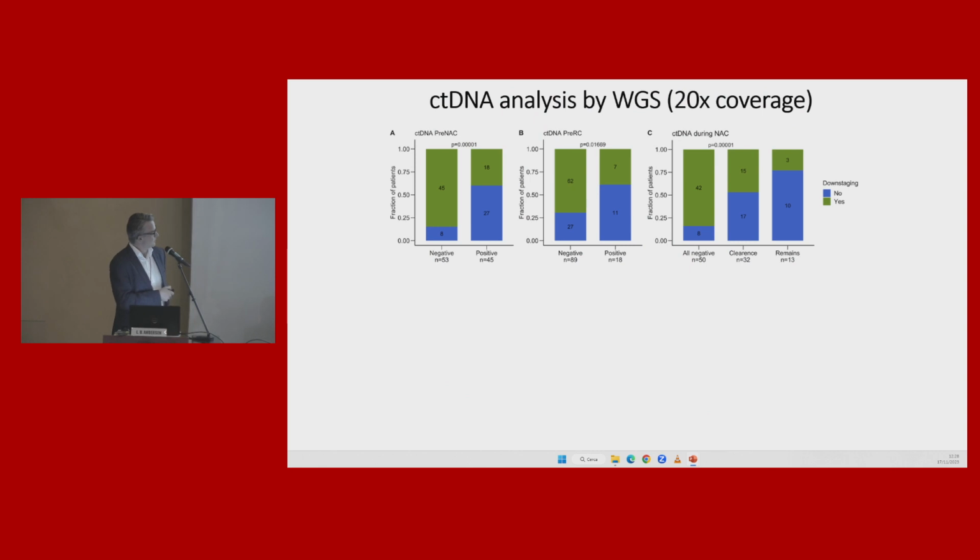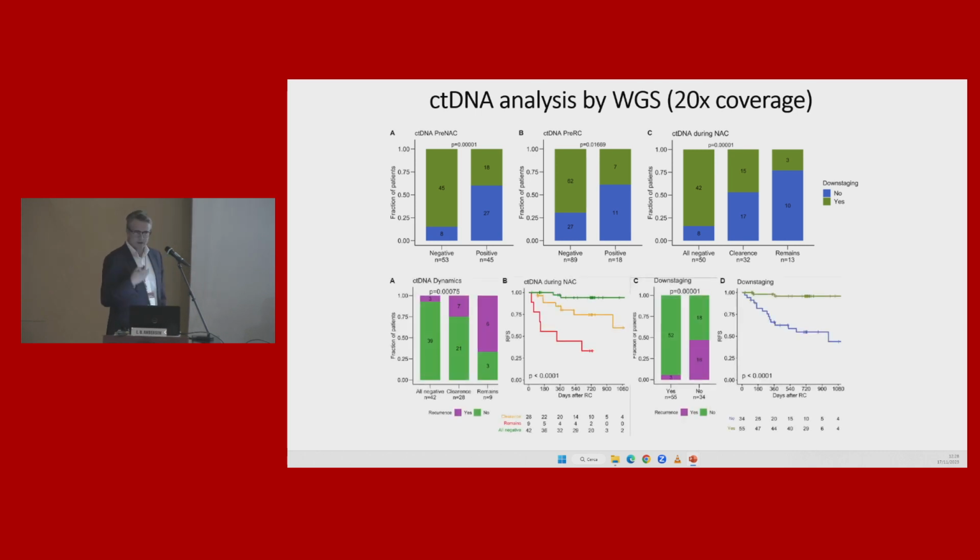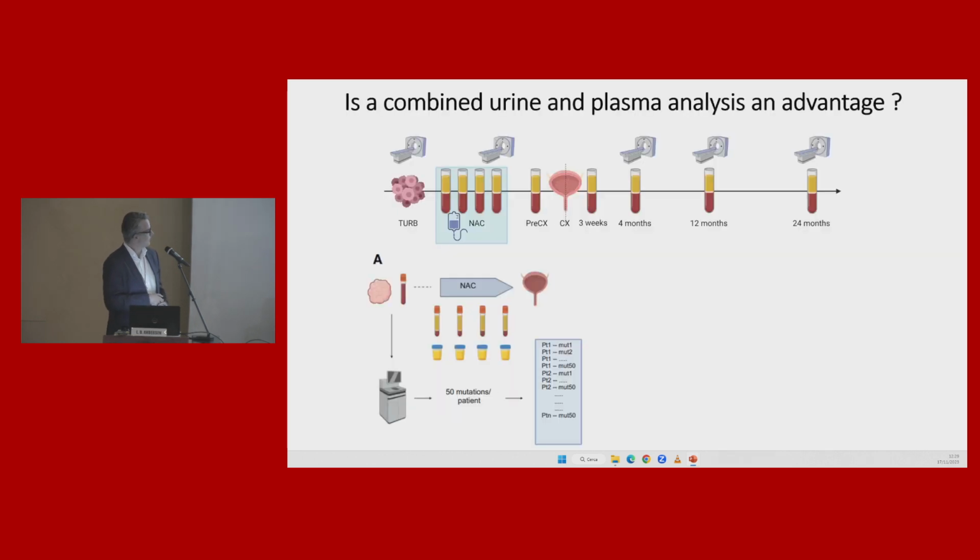We did the same in this study using whole genome sequencing, 20x coverage. And again, here we saw that the dynamics, positive, negative, and clearance of ctDNA during neoadjuvant chemotherapy, before NAC and before radical cystectomy, was associated with pathological downstaging. And also, if we look at the outcome of the patients, we can see that the clearance and all negative remains here is highly significantly associated with outcome for the patients. Pathological downstaging is also associated with outcome here, as we expect.